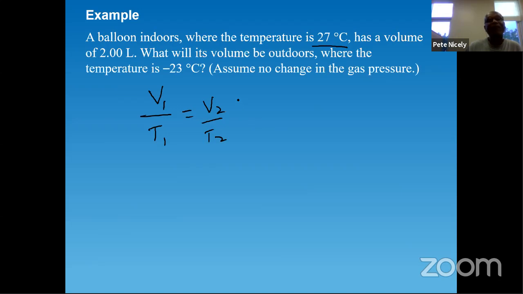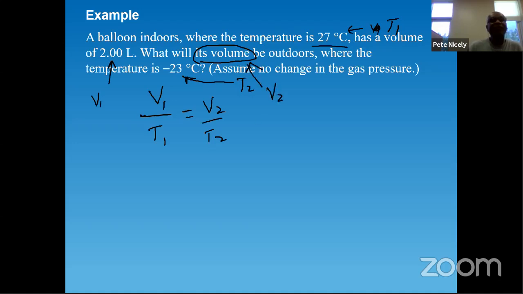And V1 and V2, of course, would be the volumes, initial and final. T1 and T2 would be the initial and final temperature, but these must be expressed in Kelvin, right? Very important. Okay, so again, if given a question like this, you have to identify the different terms, right? So this would be T1, the initial temperature. The 2.0 liters would be the initial volume, and the minus 23 degrees Celsius would be the final temperature T2, right? And the question is asking for the volume outdoors, which would be V2.